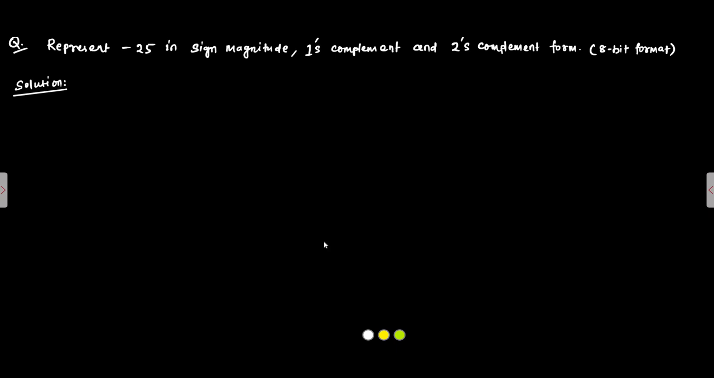So here is another question on representation of binary numbers, signed binary numbers in different forms. Here we have to represent minus 25 in sign magnitude, 1s complement and 2s complement form, in 8-bit format. So first is the sign magnitude form.